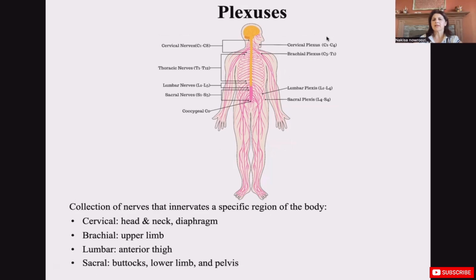Cervical plexus is C1 to C4, so part of the cervical nerves. You have brachial plexus, C5 to T1. You have lumbar plexus, which is L1 to L4, and sacral plexus, which is L4 to S4. These are kind of like braided, as you can see, they're kind of intertangled.